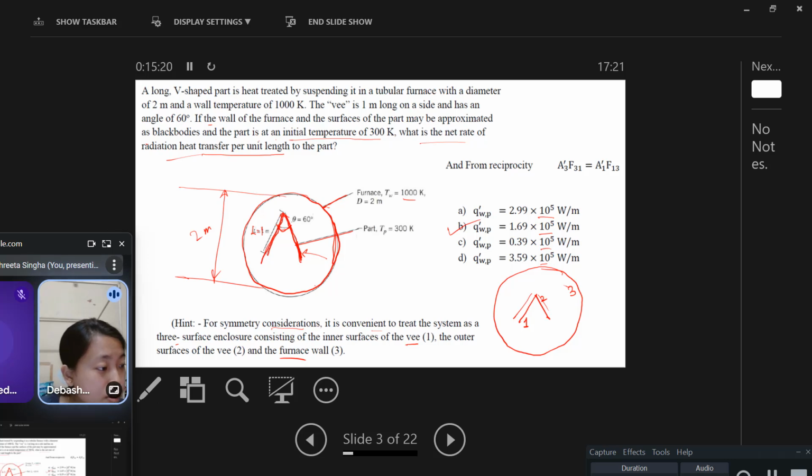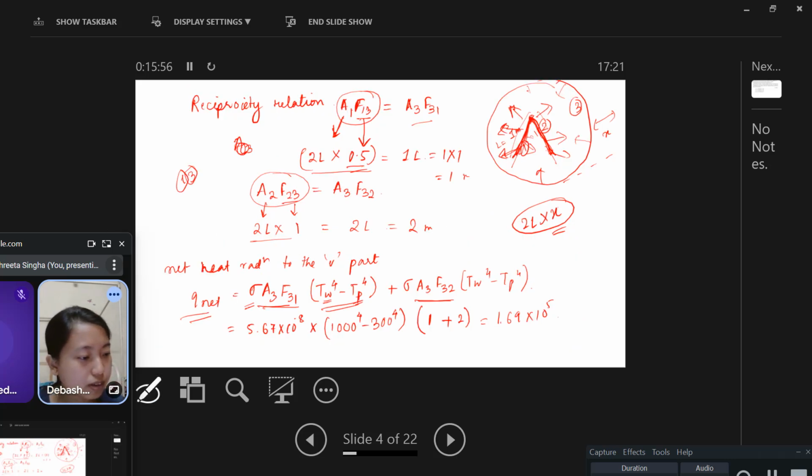So what they have asked is the net rate of radiation heat transfer per unit length to the part. Part means V. They are telling it as part, that V-shaped part. So what it is receiving means the net radiation to the part. That means obviously the radiation is given from this tubular furnace. So the total net radiation emitted by this tubular furnace is given by this.